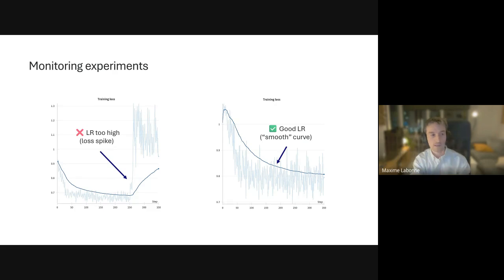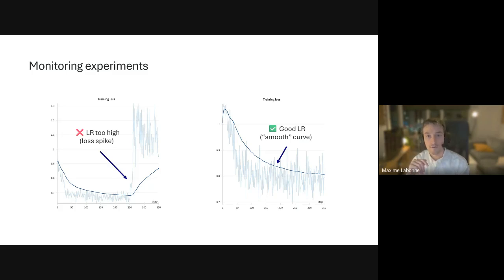So in this case, it was the learning rate. This is a real example that happened to me. It can be other things when you see a learning rate spike. For example, it could be due to bad data. But in this case, it was the learning rate. On the right, you see what's expected: a very smooth curve that goes down slowly. And this is probably a very good learning rate value.